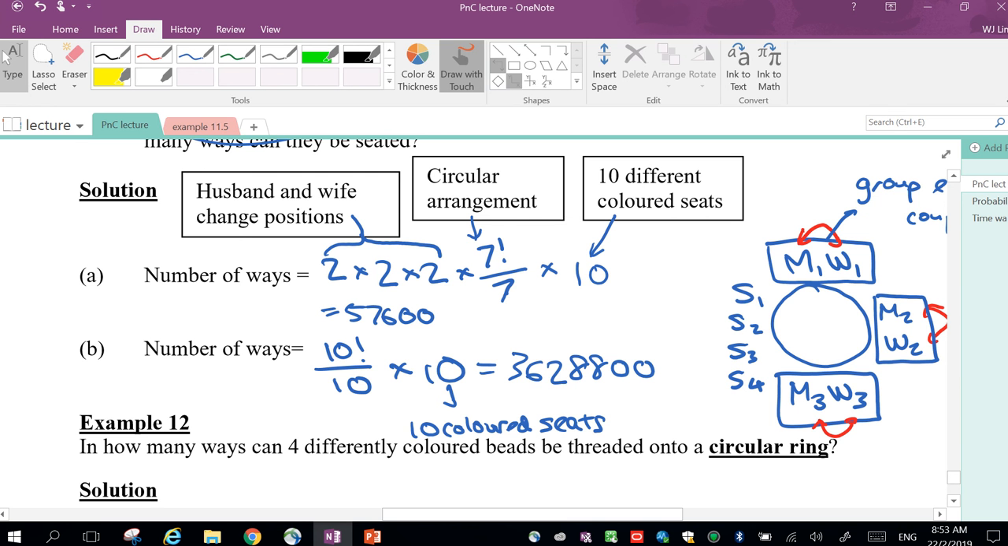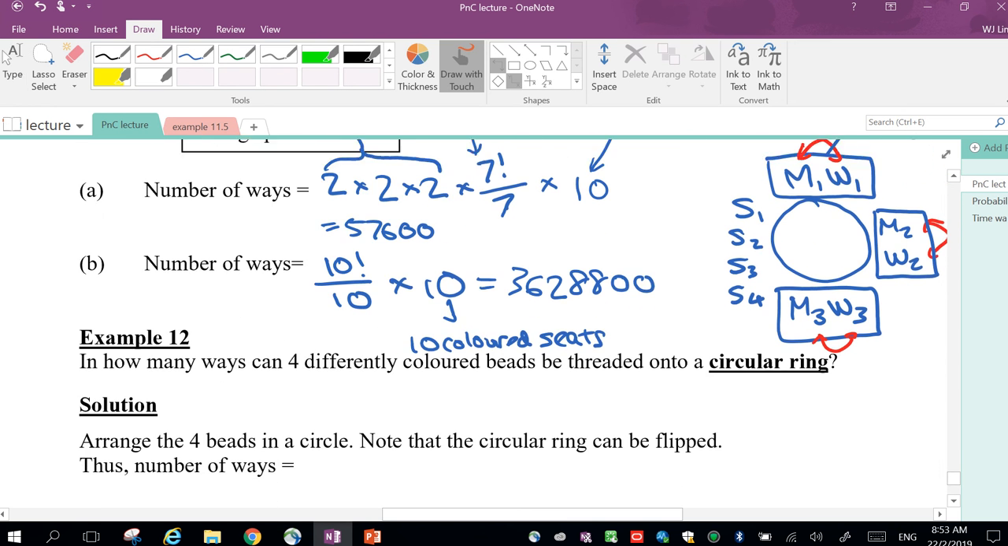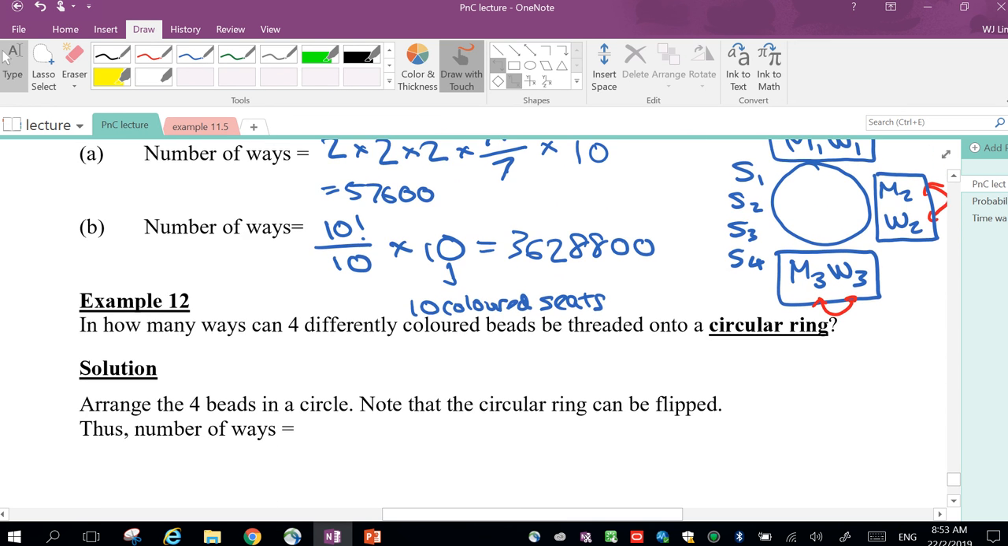Okay. Example 12 is for enrichment. It's mainly for you to discuss with your friends. I'm not going to go through it, because this is not really syllabus. I have not seen this before, example 12. But your tutors and your lecturer should have given you example 11.5, right? This one.